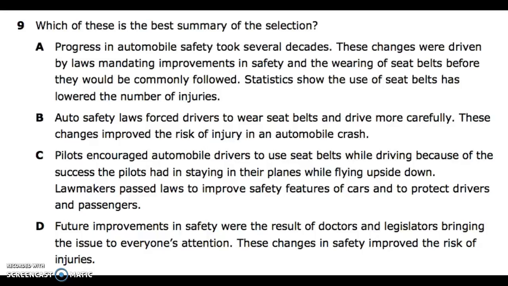C. Pilots encouraged automobile drivers to use seatbelts while driving because of the success the pilots had in staying in their planes while flying upside down. Lawmakers passed laws to improve safety features of cars and to protect drivers and passengers. D. Future improvements in safety were the result of doctors and legislators bringing the issue to everyone's attention. These changes in safety improve the risk of injuries.